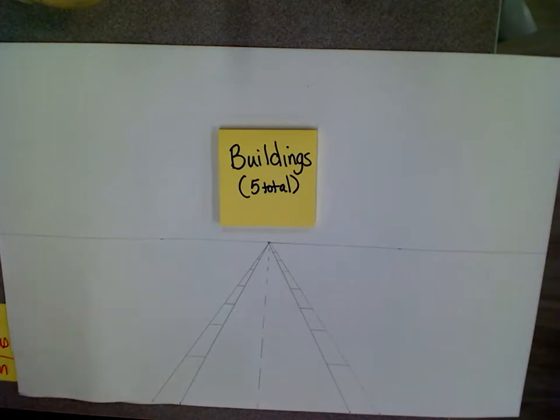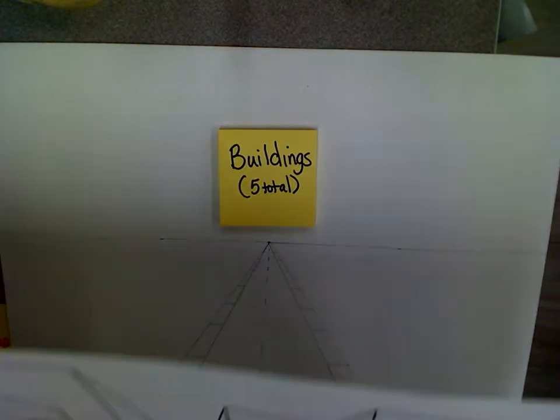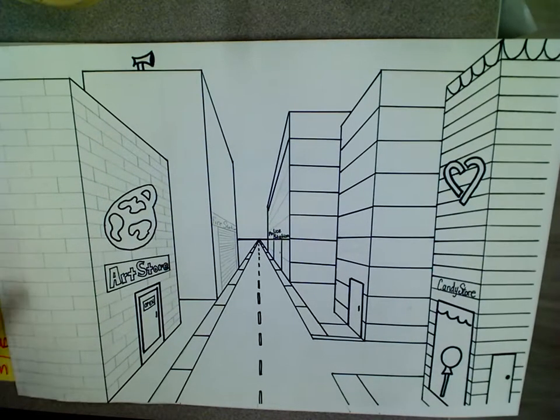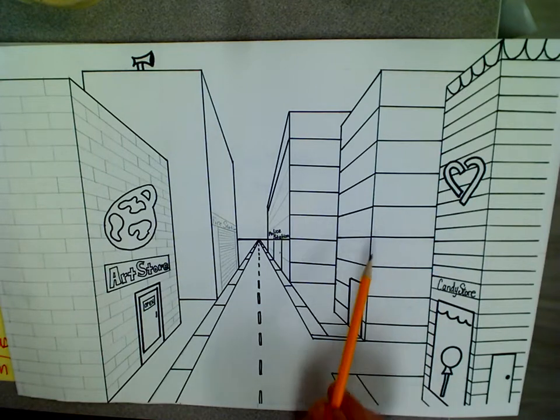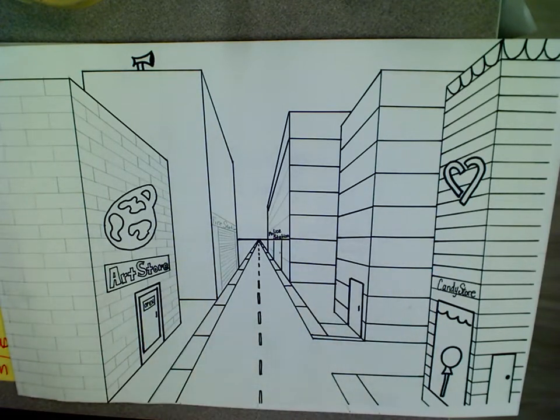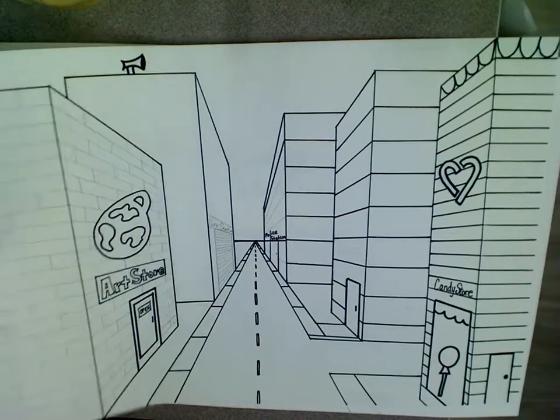Okay, today we're going to make our buildings, and you have to make 5 total. Here is my example that I did. It's got 1, 2, 3, 4, 5 buildings. You should have enough room if you want to make 6, one more in the back if you'd like, but 5 is the minimum that you have to do. So we're going to start on one side and then we'll go to the other side.